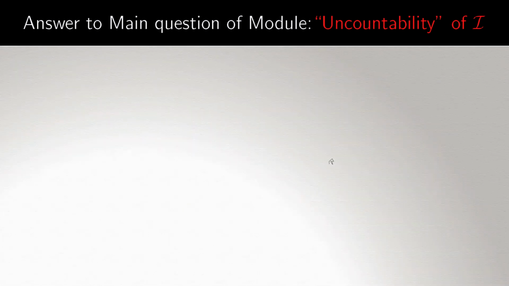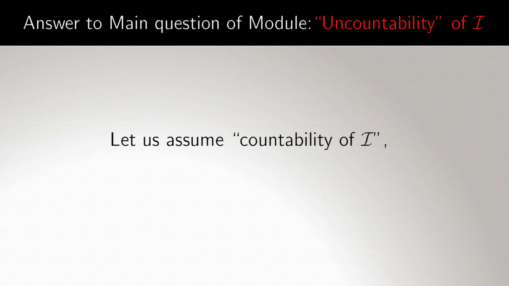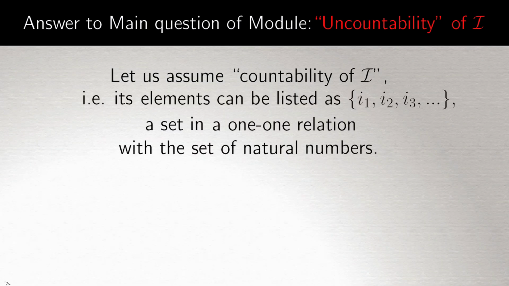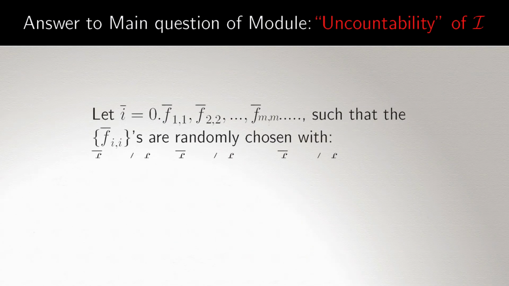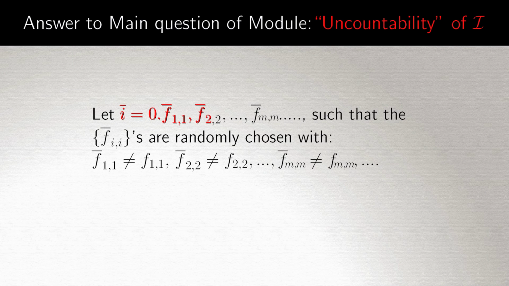The proof by contradiction goes as follows. Let us assume countability of I, that is, the elements of the set of irrational numbers can be enumerated as I sub 1, I sub 2, etc. Now, we express each element in this sequence using its decimal representation as indicated by this matrix. But now, let us define I bar equal to 0.f11 bar, f22 bar, etc., such that each f11 bar, f22 bar are randomly selected and satisfy f11 bar different from f11, f22 bar different from f22, etc.